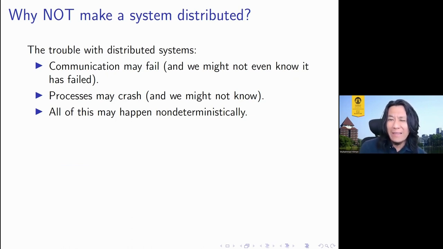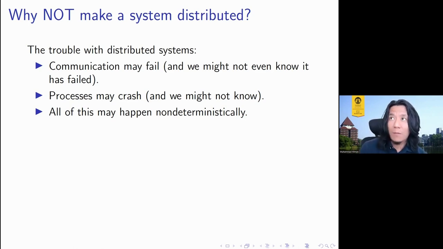Okay, so in this slide, we will learn what are the problems that can arise from this kind of architecture. Because a distributed system involves multiple computers, multiple nodes, there should be a communication line. And this communication line may fail, and we might not even know if it has failed. We didn't know until the system itself cannot be used at all. It means probably some kind of communication line failed.